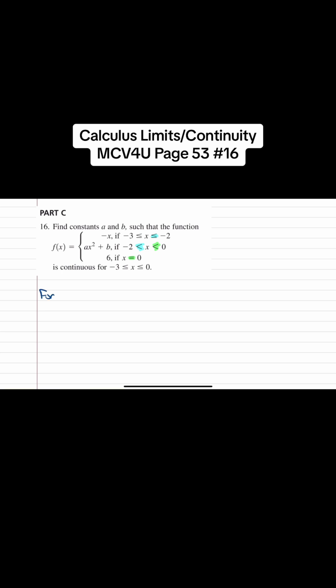First of all, we can start off with -2. So we can say for x is equal to -2, we must set -x equal to ax squared plus b. Then we can go ahead and plug in -2 everywhere we see an x. We can then simplify this. The two negatives will just cancel each other out, leaving us with 2 equals 4a plus b.